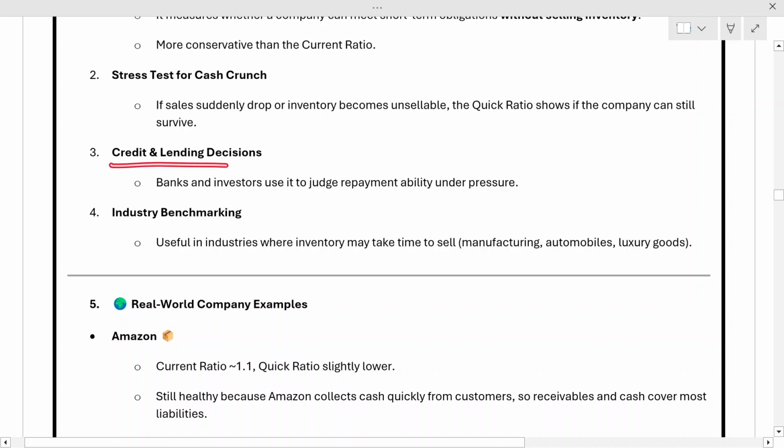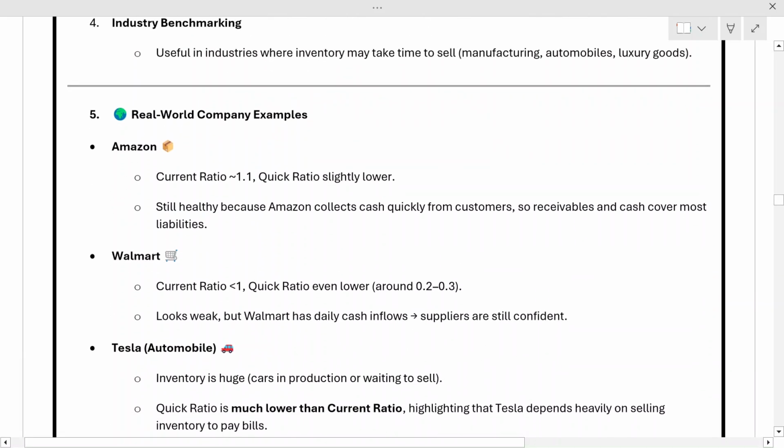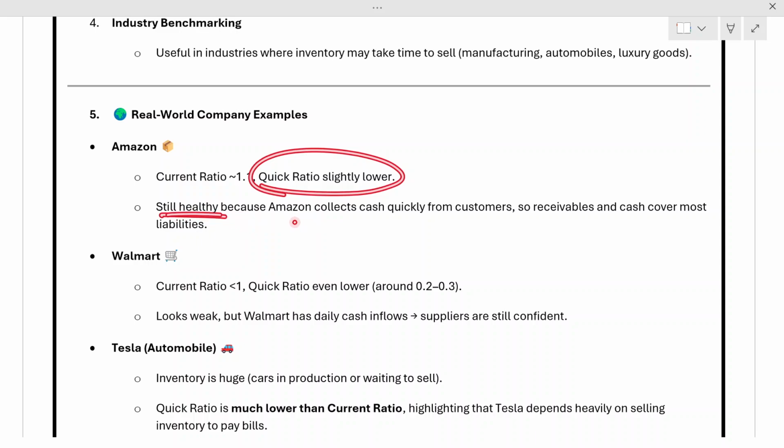Similarly, creditors and lenders choose this ratio, and you can use it for industry benchmarking to compare other industries as well. Now let's take some real world examples. In the case of Amazon, the current ratio is like 1.1 and the quick ratio will be slightly lower, but the company will still be healthy because it has a very high cash collection frequency. When you order from Amazon, they get the cash immediately. Even if they have certain partners where receivables are there, they have very few receivables, so the quick ratio will be slightly lower compared to the current ratio.